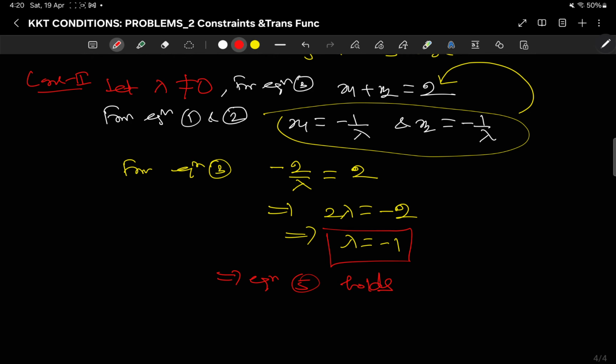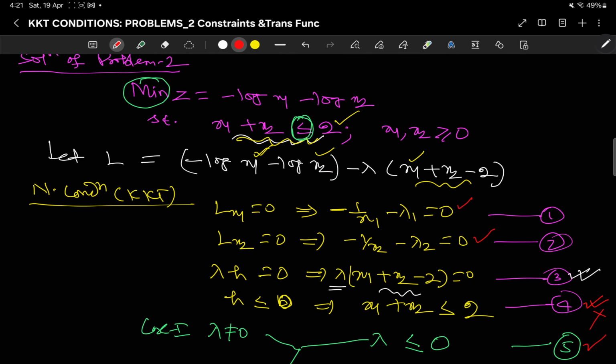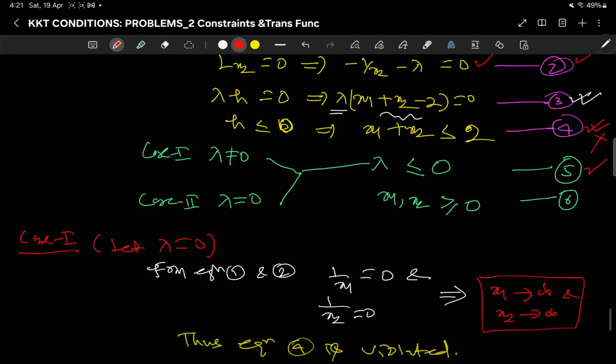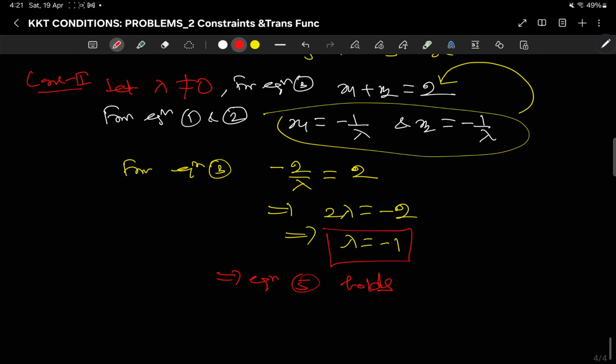So let us find x1 and x2. Now you see it is lambda only. So now from equation 1 and 2, what you are getting? You have x1 is equal to 1 and x2 is equal to 1. Okay, x1 is 1 and x2 is 1.